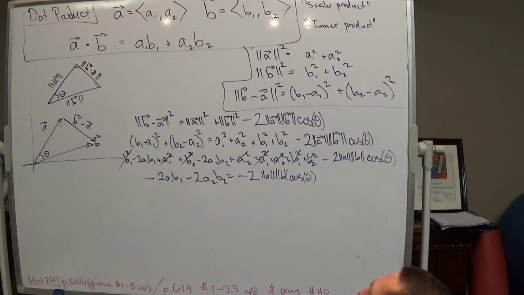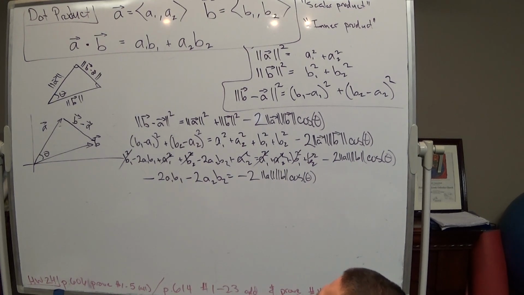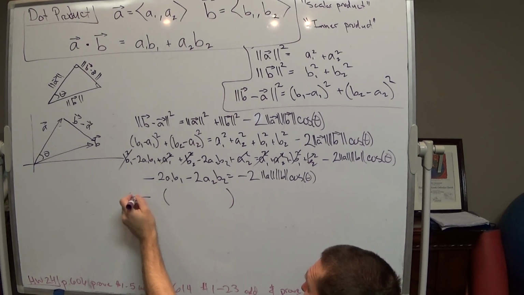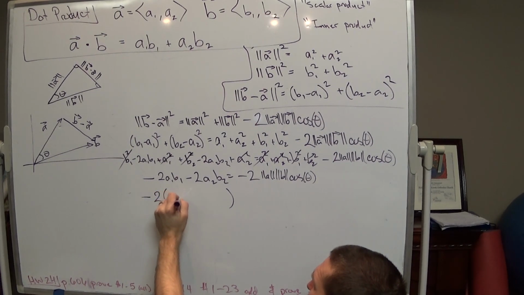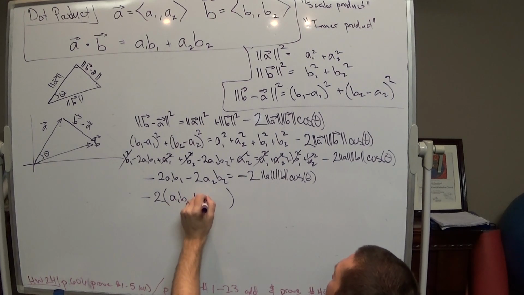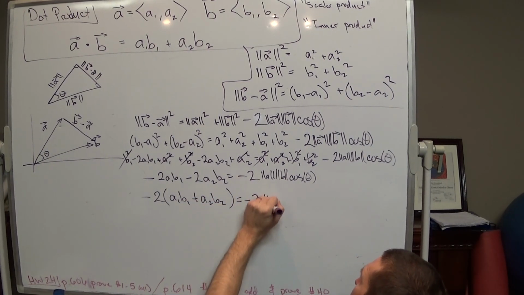Well, the 2's good. We could cancel out all the 2's. There's another thing we could do. Can we factor anything out of here? The 2s, then the negative 2s. How about the negative 2? It's all good. And so that leaves me with a1 b1 plus a2 b2 is equal to negative 2. Oh, nice.